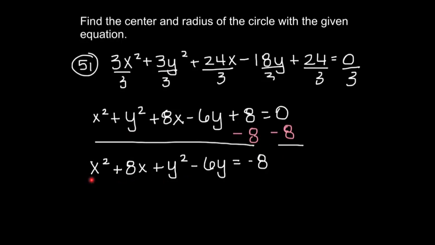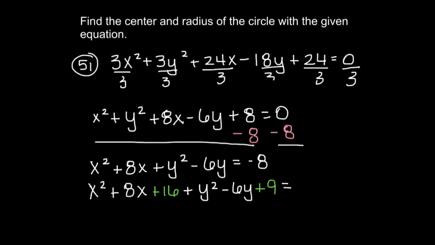Now I can figure out what I need to add to complete the square. To the x's, I have x squared plus 8x. I need to add something by taking half of the 8 and squaring it. Well, half of 8 is 4, and 4 squared is 16. So I'll add 16. Then I have plus y squared minus 6y. Half of 6 is 3. 3 squared is 9, so I'll add 9. Equals, I had the negative 8, and then I also have to add the same 16 and 9 that I did to the left side.